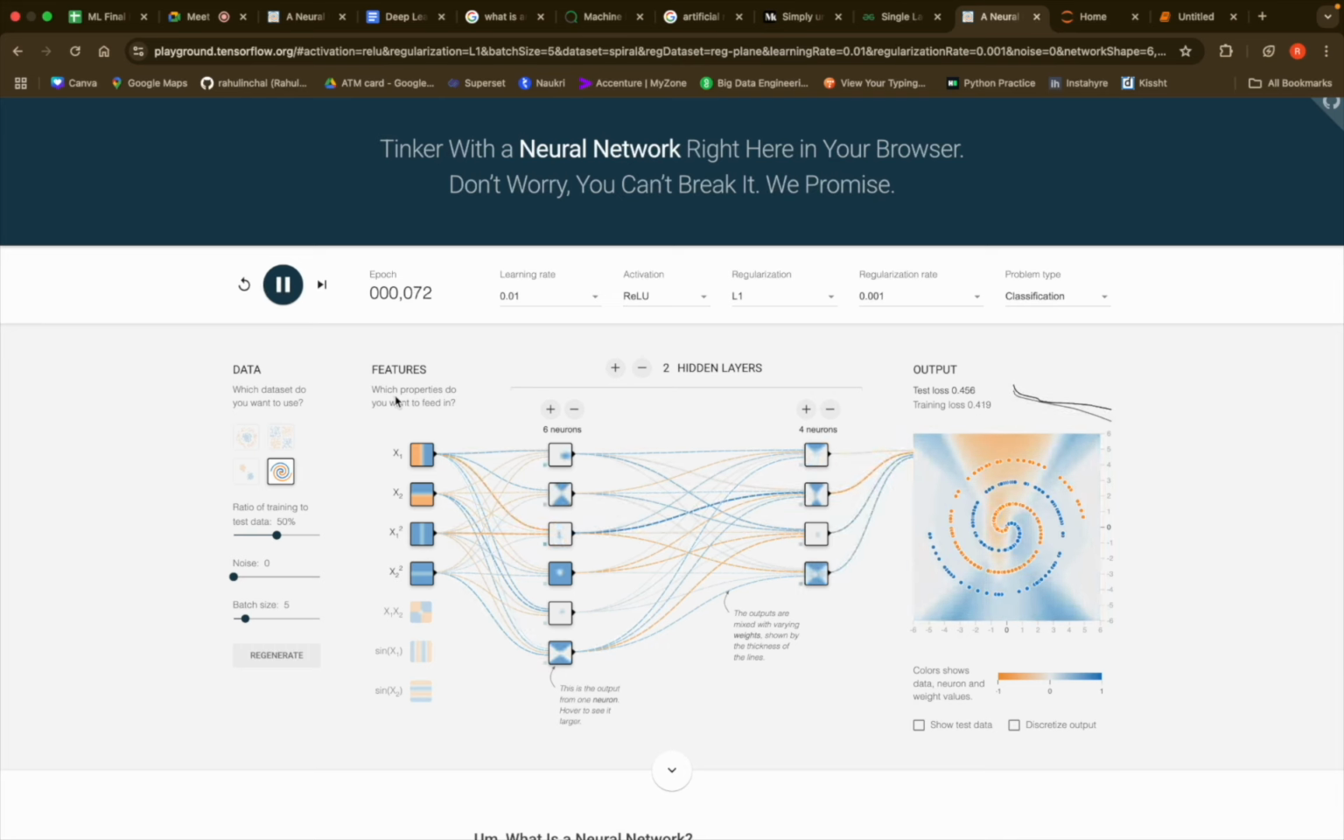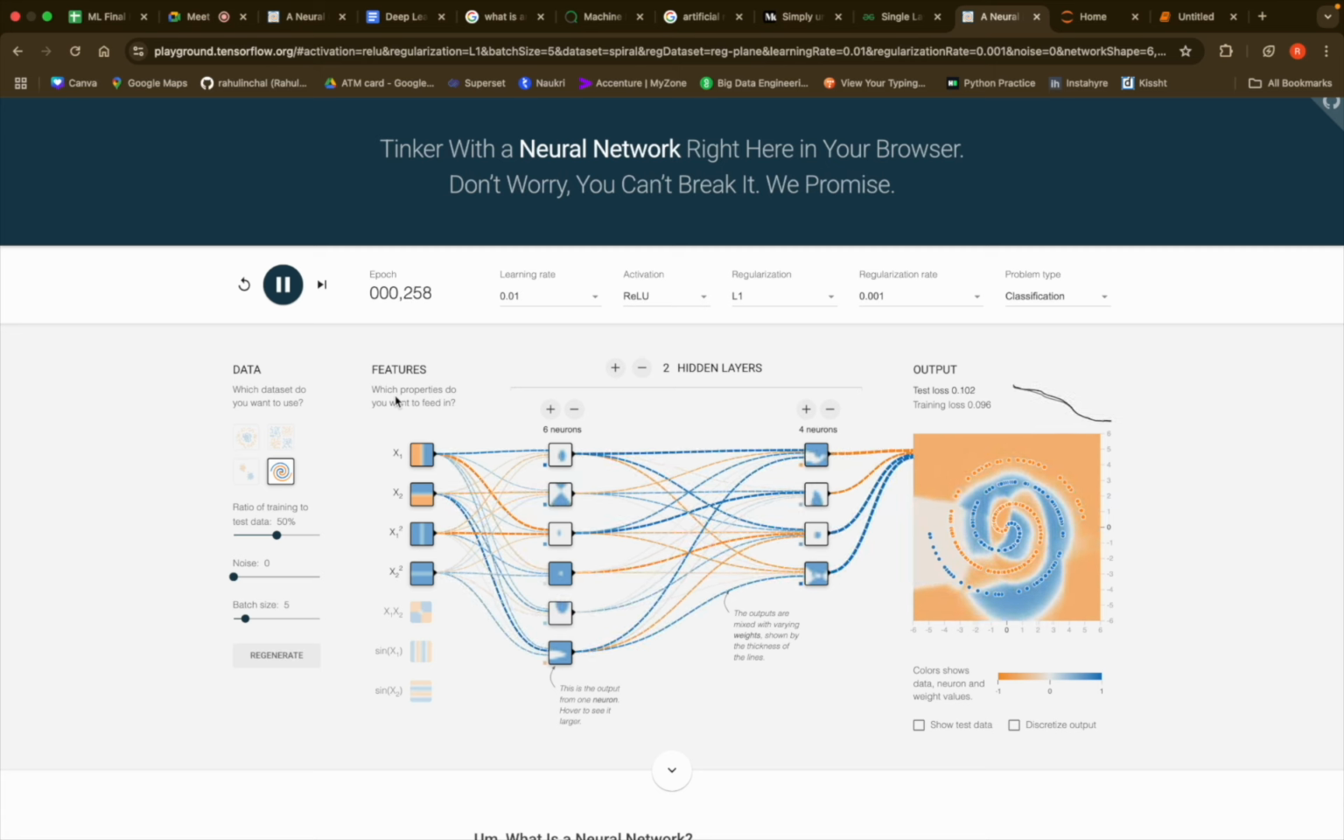I think it should perform good now. It should perform good now. Yeah, I think after 400, right? So it has fitted good. See, everything is classified in here. Some part is remaining in here, these white patches.